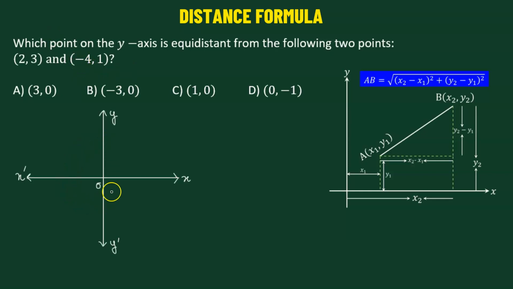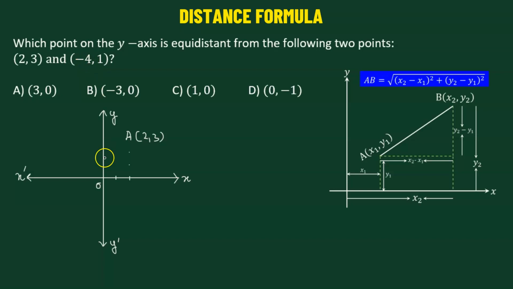So here we have a Cartesian plane with the x and the y axis. So let's plot the point 2, 3. So we have 2, 3, so that's going to lie on the first quadrant. So this is the point 2, 3. We're going to name this coordinate point as A.